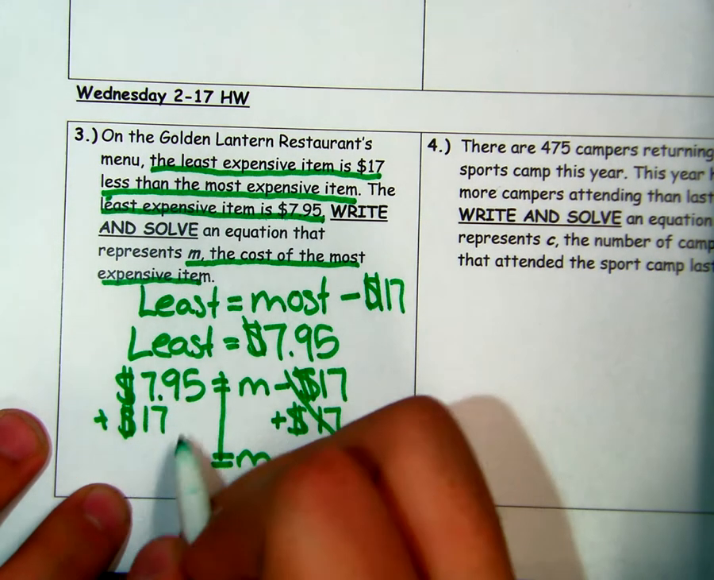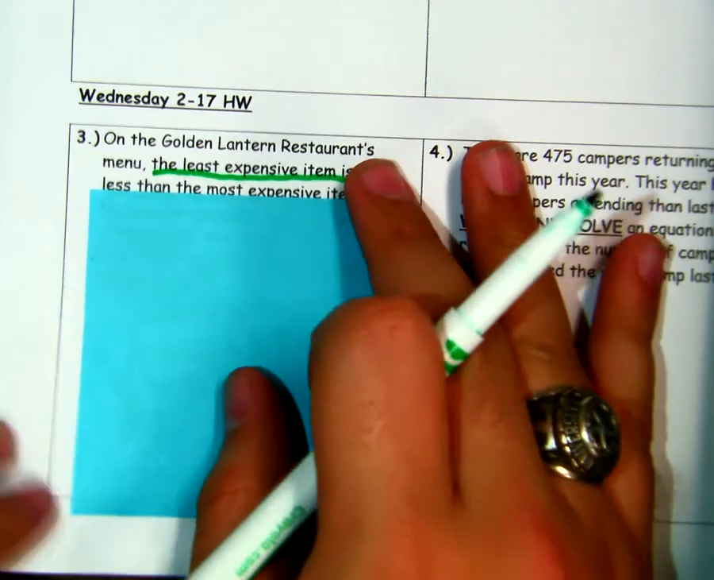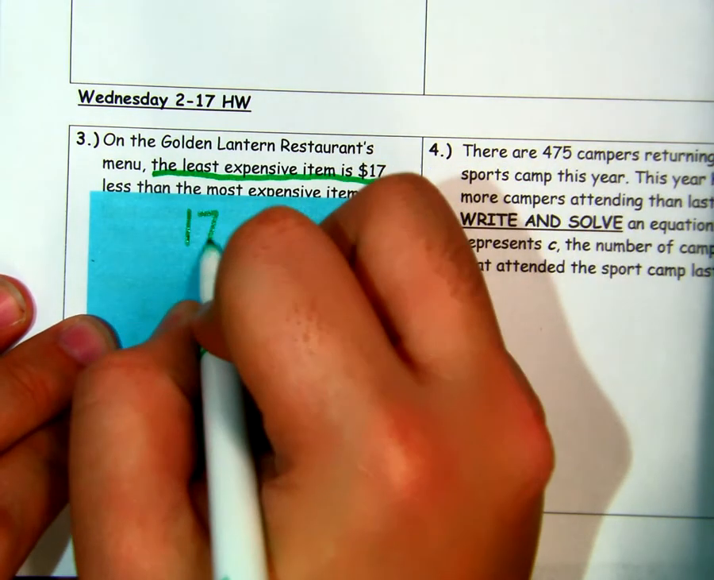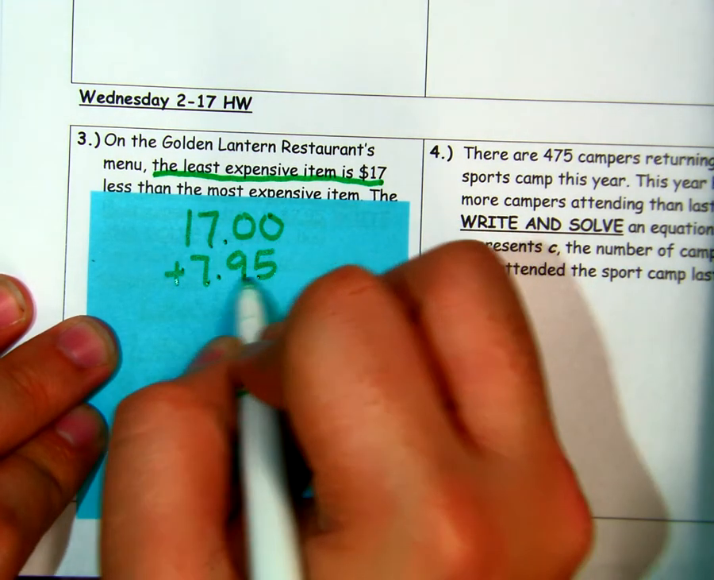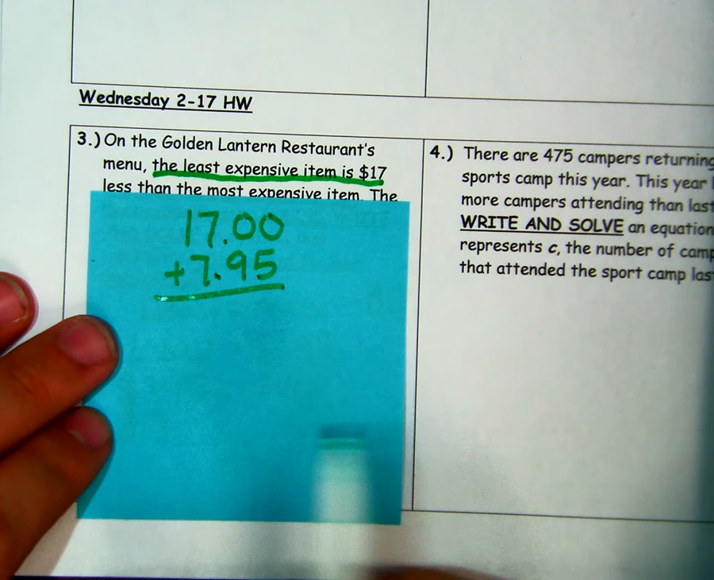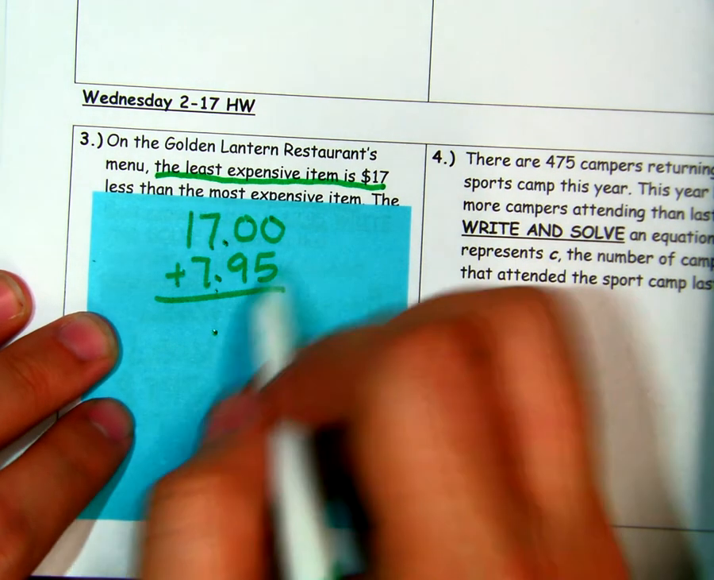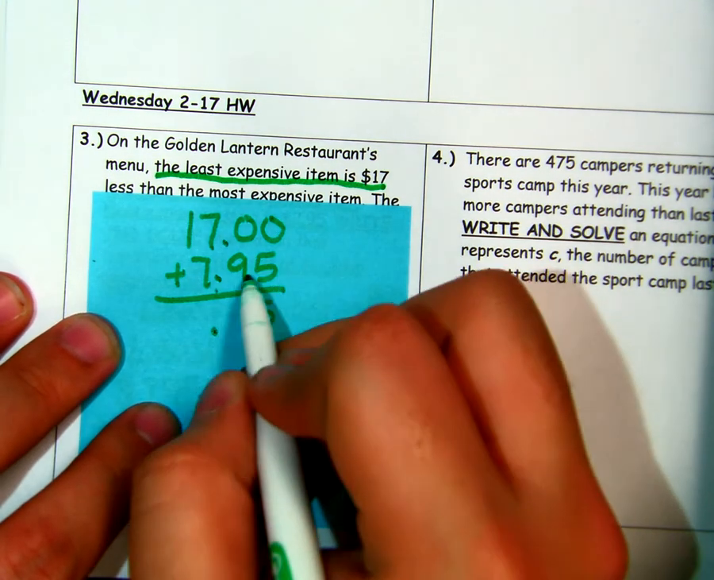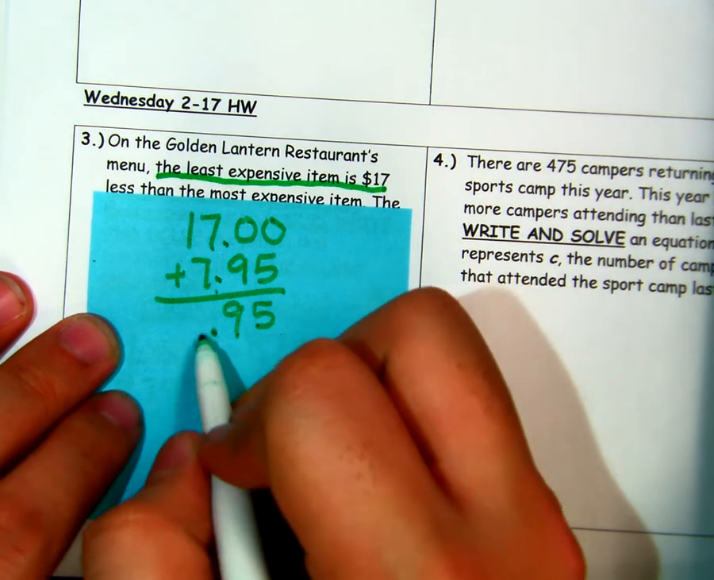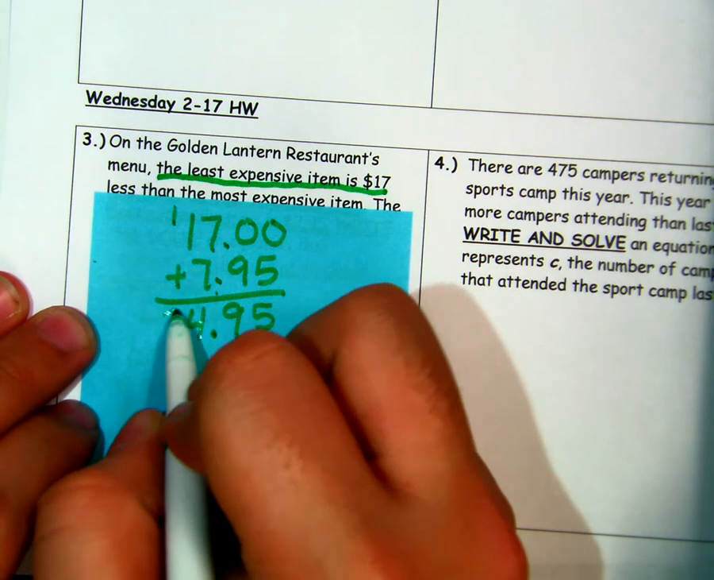Now what I would recommend that you do here is some scratch work off to the side. So I'm going to bring in my little post-it note here, and we're going to do $17 plus $7.95. Now this is basic adding of decimals. Make sure that your decimal place stays lined up the whole time, and then you're just adding like you normally would. 0 plus 5 would be 5. 0 plus 9 would be 9. 7 plus 7 is 14, so 4 carry the 1. And then 1 plus 1 gives me 2.